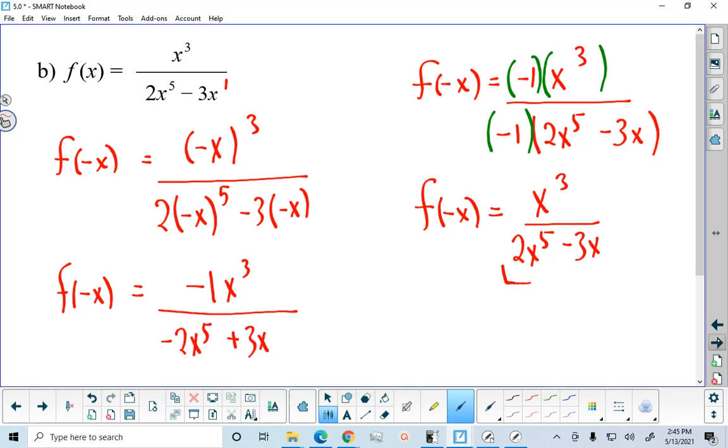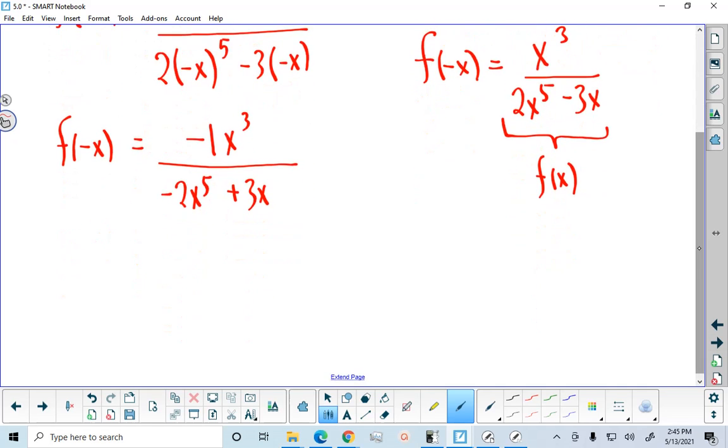But this whole thing is f of x. Look at the original function. F of x is x cubed over 2x to the 5 minus 3x. So what have we concluded? We've concluded that f of negative x is equal to this thing on the right, which is f of x, which means for this function, if you put in a value for x and then the negative of that value for x, you get the same y coordinate, and that means it will be symmetrical across the y-axis, and that means it will be even.